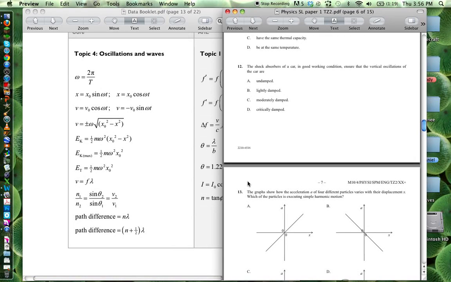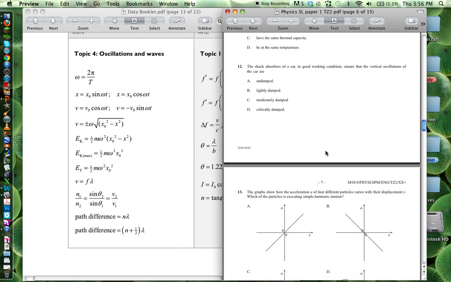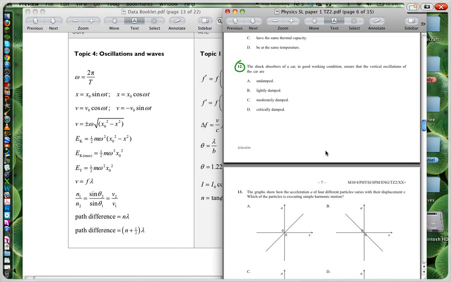Fine, so we're going into topic 4, question 12. I've got my topic 4 equations from the data booklet there. Question 12: the shock absorbers of a car in good working condition ensure that the vertical oscillations of the car are critically damped.